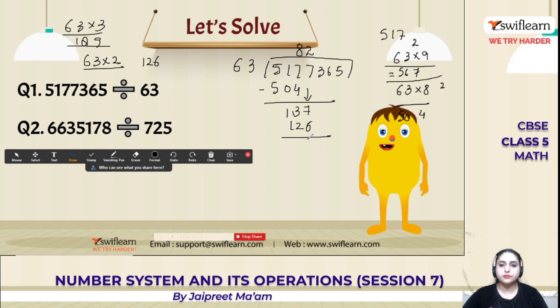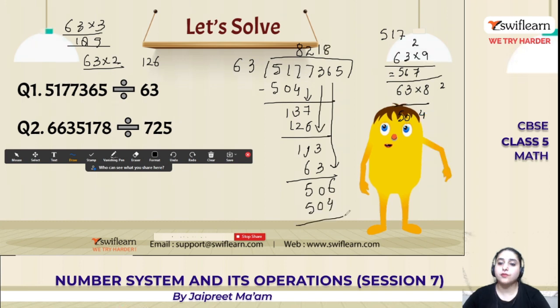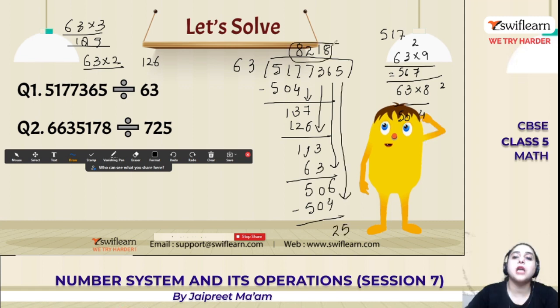So 6 is here. We know 63 times 8 is 504. We have already checked it. So we will write here 504. And we have to do the subtraction. 6 minus 4 is 2. Now we have to bring this 5 down. So it's 25. 25 is less than 63. That means 25 is the remainder. And 8218 is our quotient. Okay.